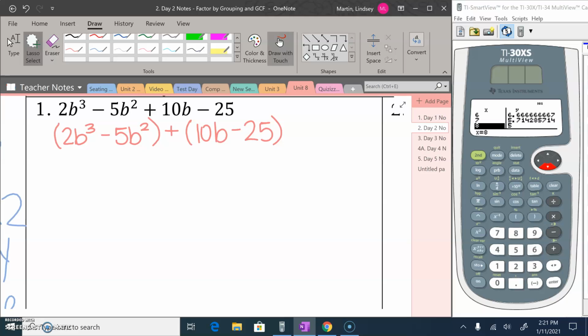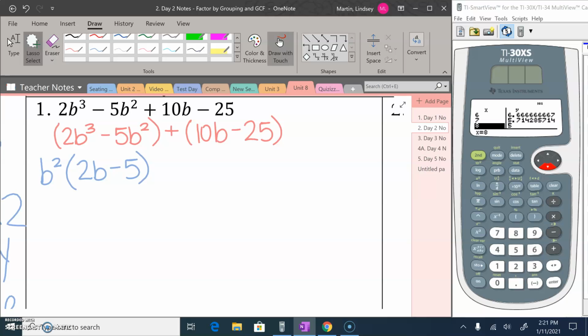This is where finding a GCF is very important. In our first group, our first set of parentheses, we want to make sure that we pull out our GCF. We know that 2 can only be broken down to 2 and 1, and 5 breaks down to 1 and 5. So we don't have a GCF there. However, we can take out some b's. In this case, we can actually take out b squared. And I'll be left with 2b minus 5.